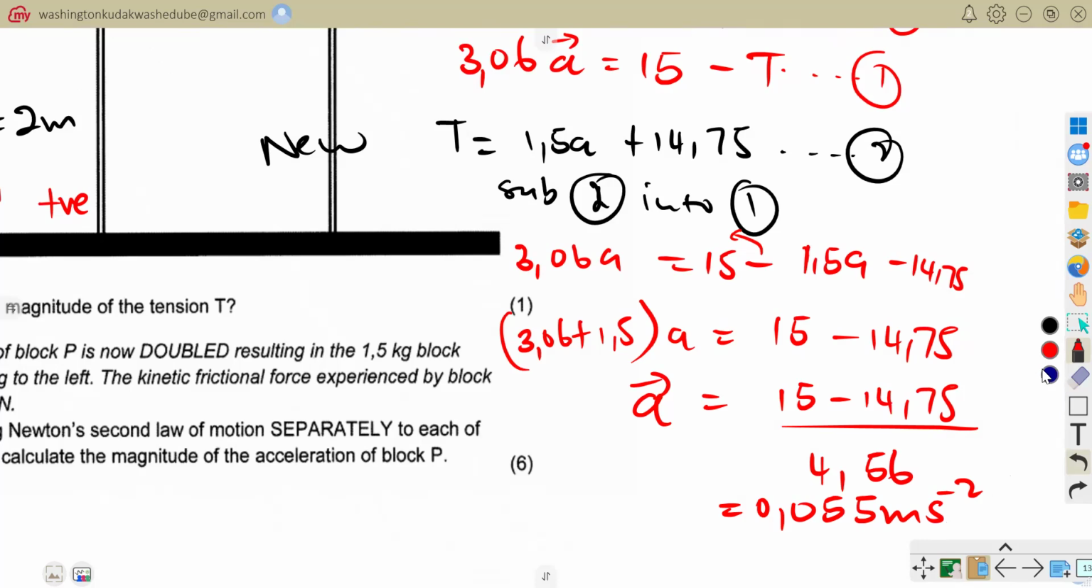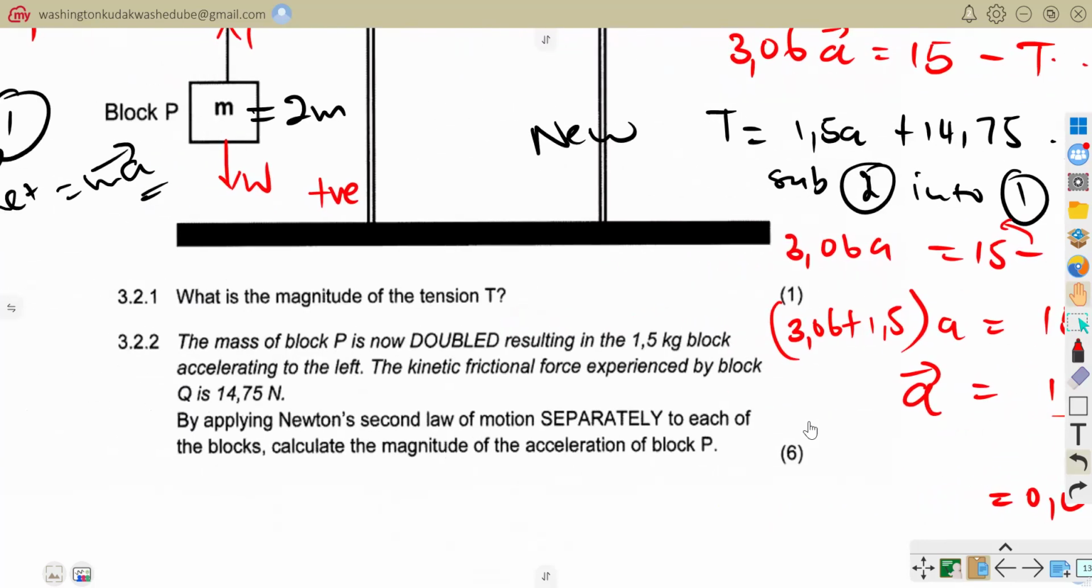0.055 meters per square second. Now, is that what we were asked to find? We were asked to find both. They said by applying Newton's second law of motion separately to each of the blocks, calculate the magnitude of the acceleration of the block P.